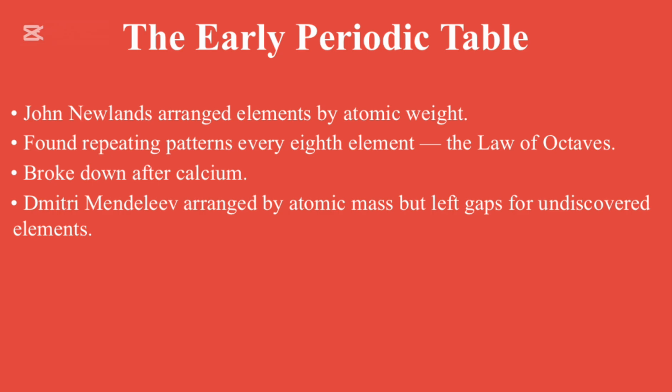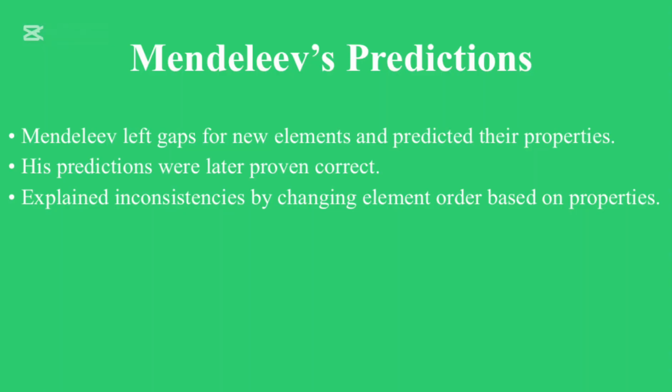Let's talk about Mendeleev's prediction. Mendeleev's prediction is very easy. Like I said in the previous slide, he left gaps there. Mendeleev left gaps for new elements and predicted their properties. His predictions were later proven correct. Mendeleev's prediction then led to explaining the inconsistencies by changing element order based on properties.